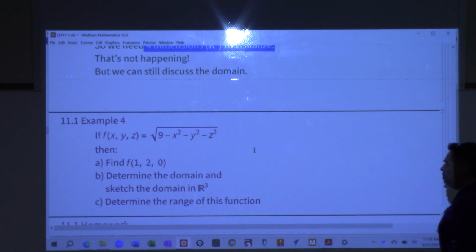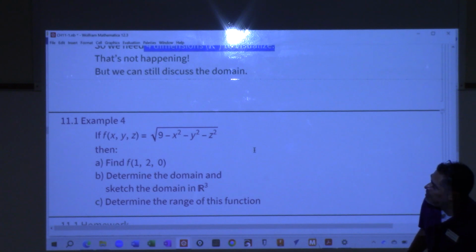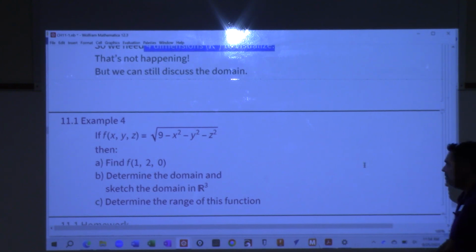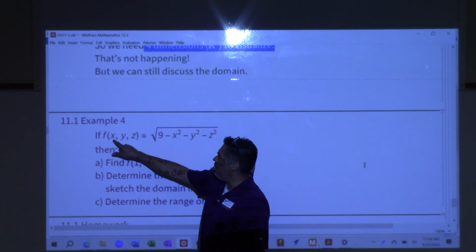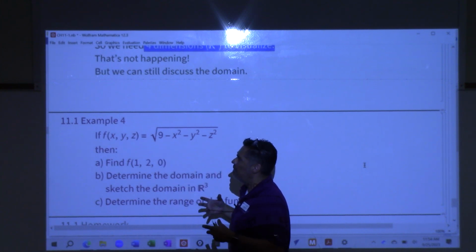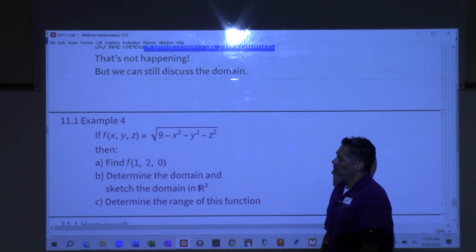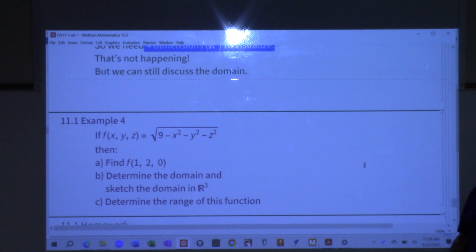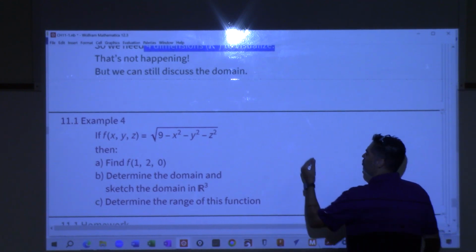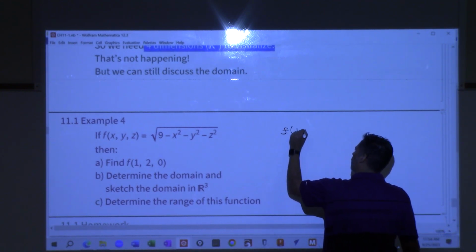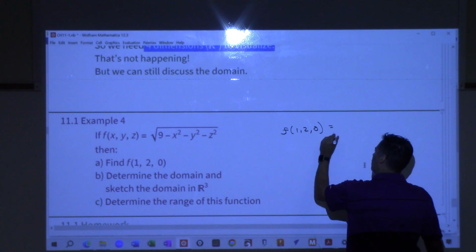It's very similar to the problem we just did, except I've got 3 variables in there. You'll see that? See the notation? F of x, y, z. Give me 3 inputs, the x, the y, and the z coordinate, and then I will give you some number. Let's find f of 1, 2, 0. What would that be?